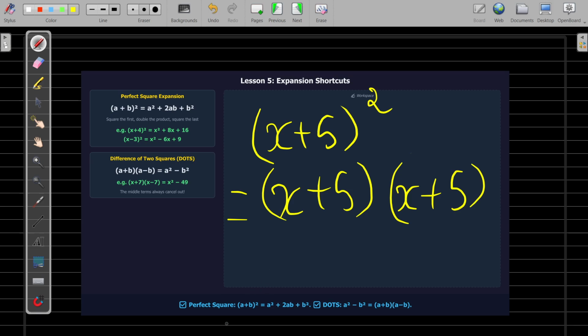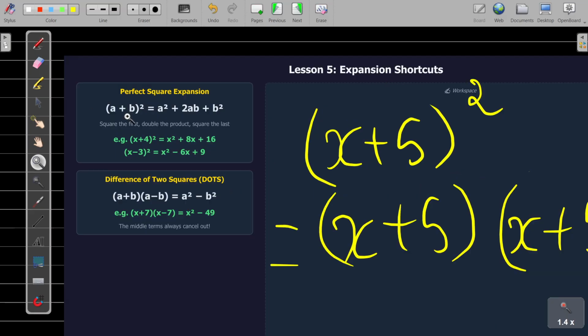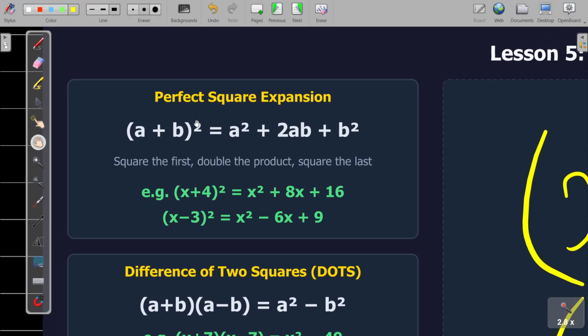Okay? So our rule is going to be this right here. Look at this. We have (a + b) all squared equals a squared plus 2ab plus b squared. So you square the first, double the product, square the last. We have here an example, (x + 4). Square the first, what do we have? x squared. Square the last, we have 4 squared, which is 16. And then we double the product, which means we multiply x with 4 and then double that. So this would give us 8x.